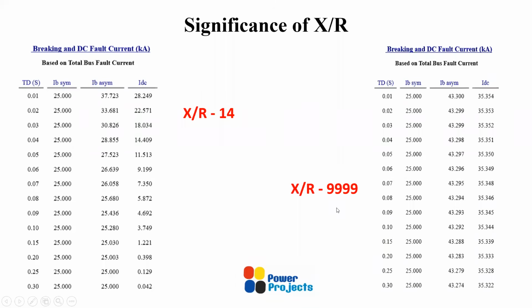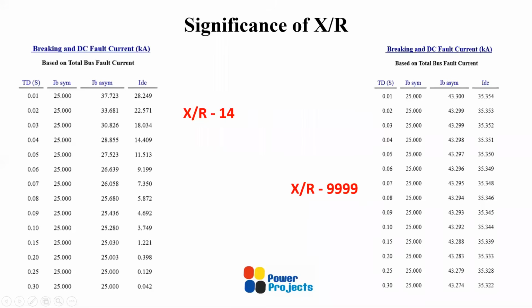But if you take the case of X by R infinite, the DC current remains the same. Though there is a slight mismatch. That mismatch is because I am unable to give X by R infinite in the software. So though it takes a large number, it is not infinite. So that's the reason why there is a slight reduction. But if X by R is infinite, then the DC current will not come down.